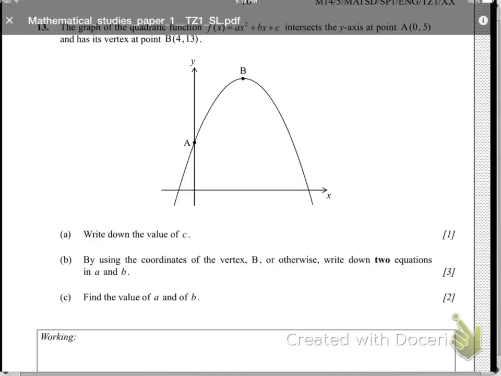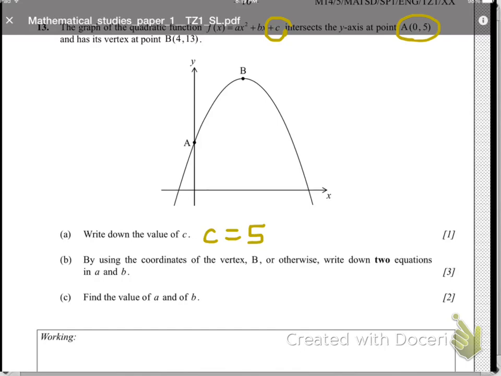Okay, so first of all, in A, they asked us to write down the value C. And the value C is up here all by itself. It's not with an X, so therefore I know it's the constant. And so I know that's where it is, the y-intercept. And they give us the y-intercept here, and so C is equal to 5.